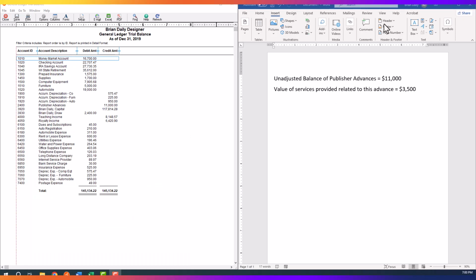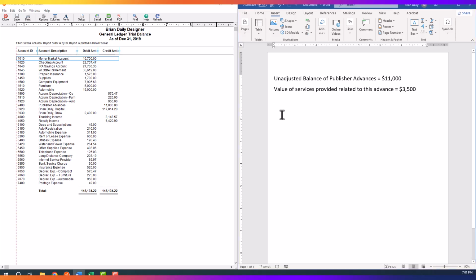There is another adjusting entry that we need to record, and it relates to this account called publisher advances. We can see on the unadjusted trial balance, or the partially adjusted trial balance now I guess, the account had an $11,000 balance, and that represented money that we had received in advance from a publisher before we did the work for them. We owed them services, so it's a liability account. We owe them services because they paid us for the services, but we haven't done the services yet. So we had to value the services that we have provided related to this advance. And per the book, the value of those services that we have done related to this advance are worth $3,500.